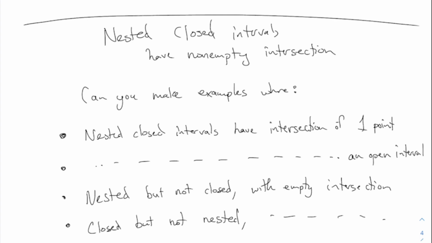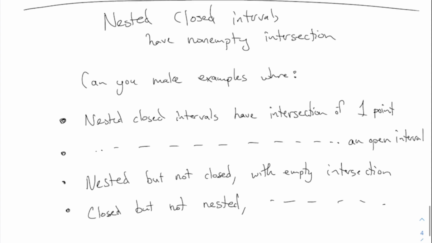All right, the nested interval property says if they're nested and closed, the intersection is not empty. Can you find an example where they're nested but not closed intervals, and it turns out the intersection is actually empty? And then also an example where they're closed but not nested, and the intersection is empty? Take a few minutes, see if you can think of these.